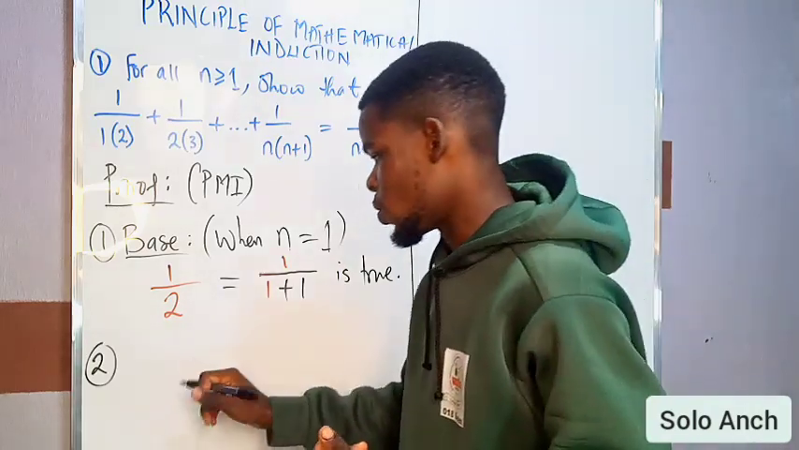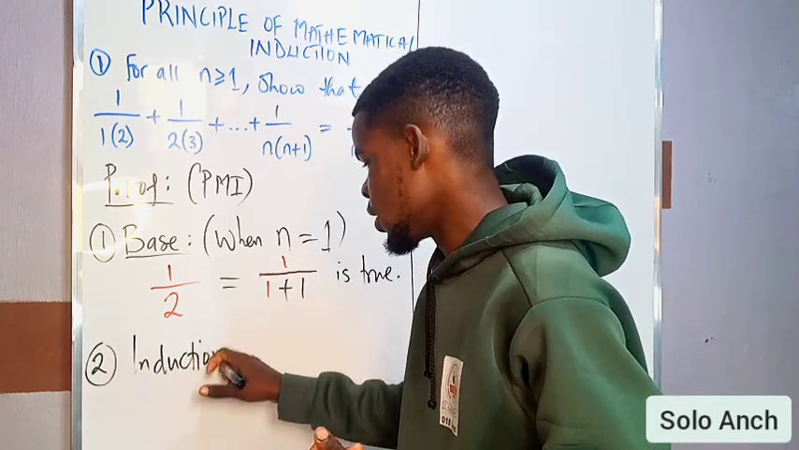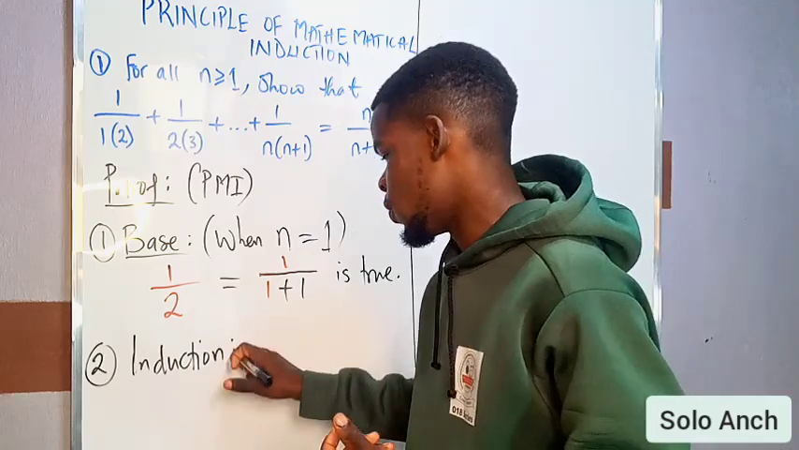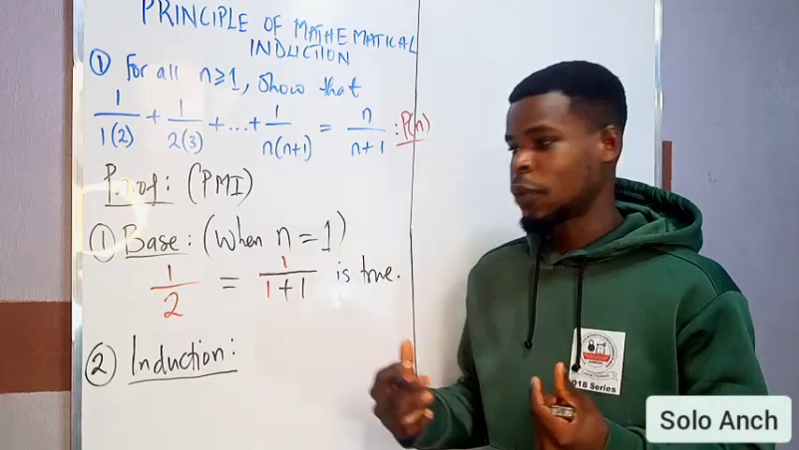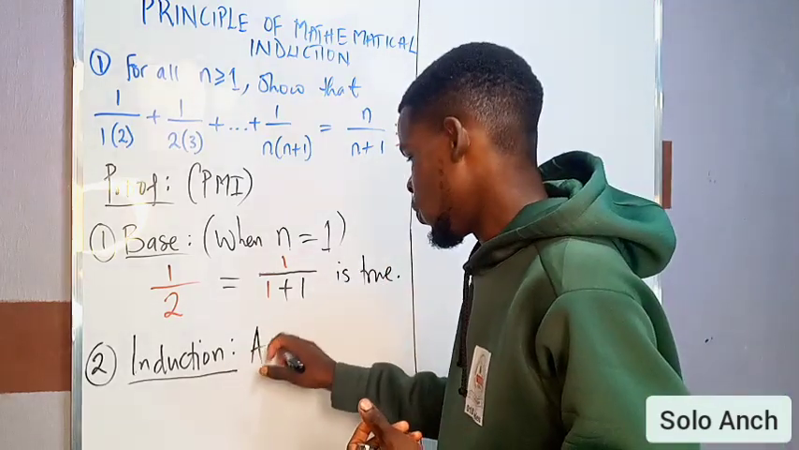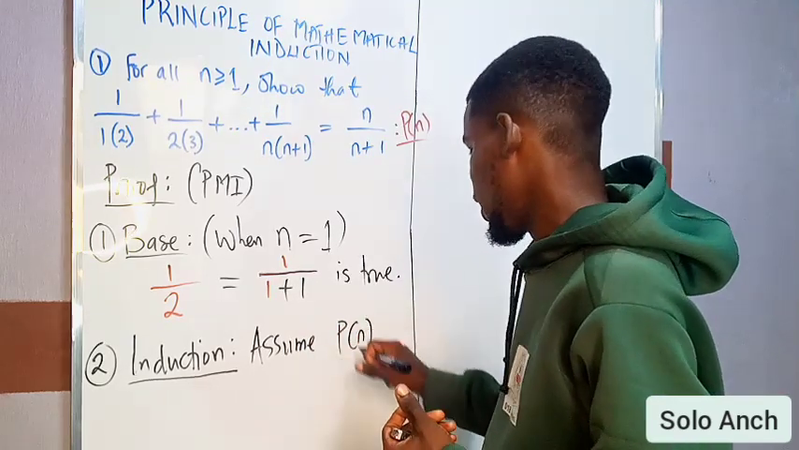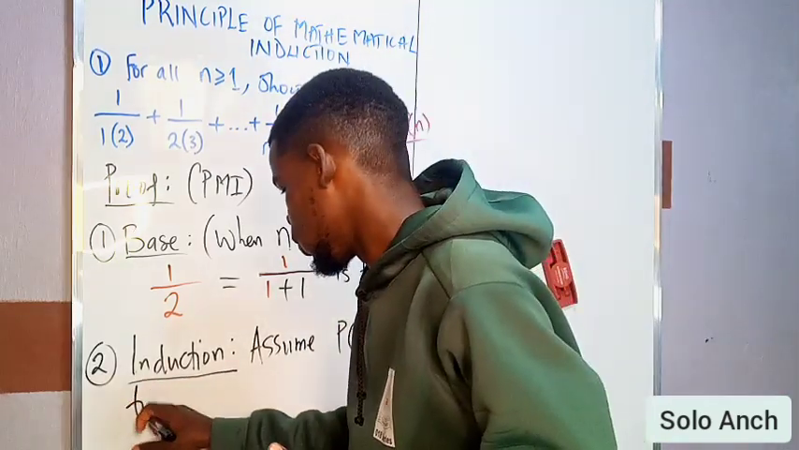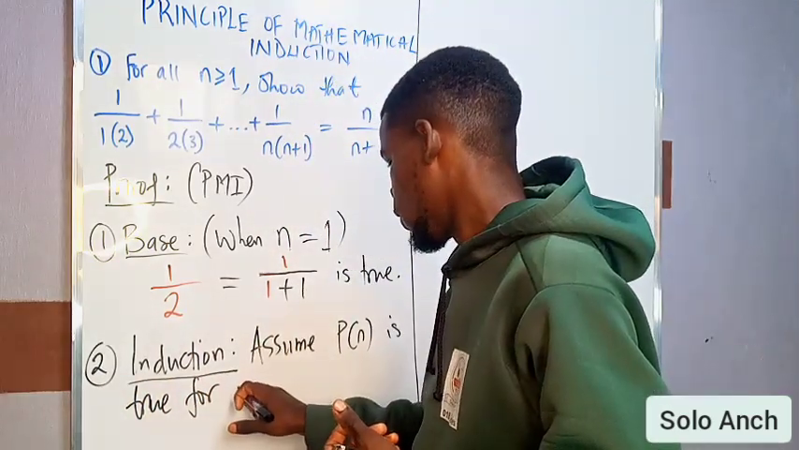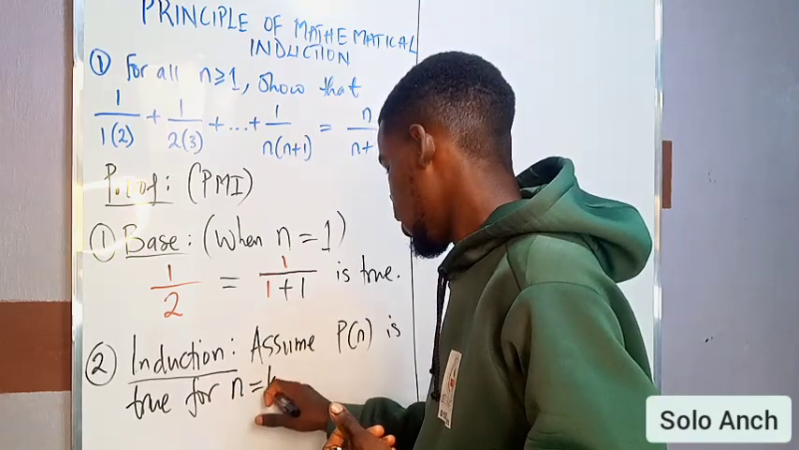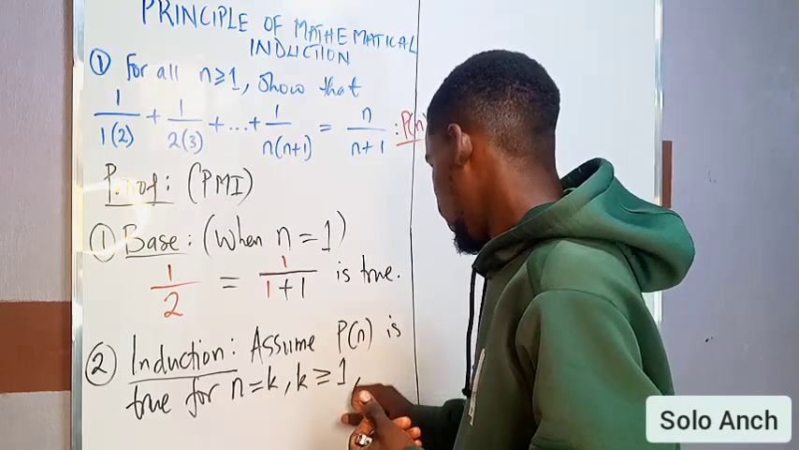Okay, so in this next step, we usually say assumption, then induction. Of course, we can join the two together. We can just call it the induction step. So what we'll be doing here is to assume that this statement is true for some arbitrary positive integer k. So we assume, of course, we gave the statement a name, assume that P of n is true for n equals k, where k is some positive integer.